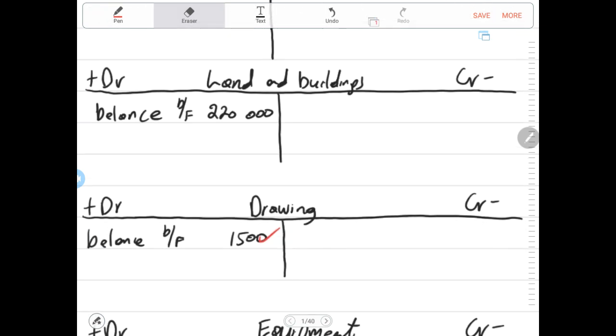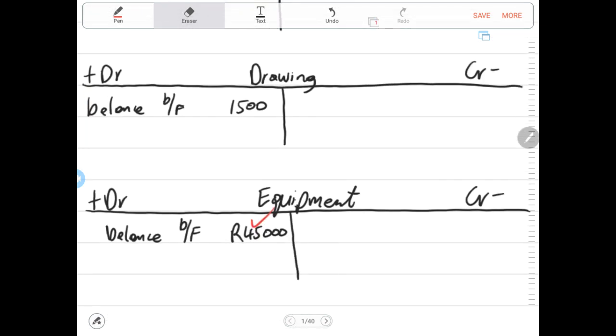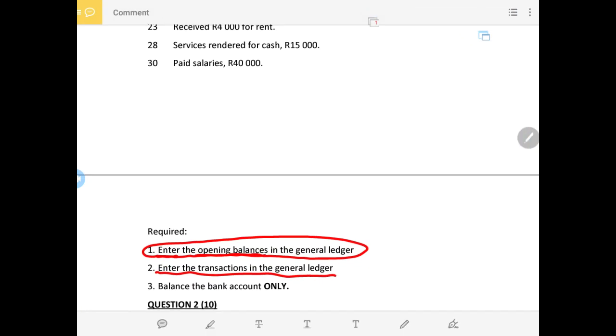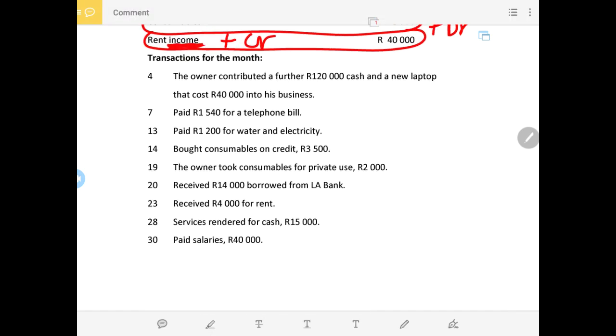If you were to be asked a question of this nature, where you are given the opening balances and you are to record the opening balances, then now we have recorded the opening balances. Now the next requirement is to enter the above transactions. Now what are we entering? We are entering the transactions now in the general ledger.